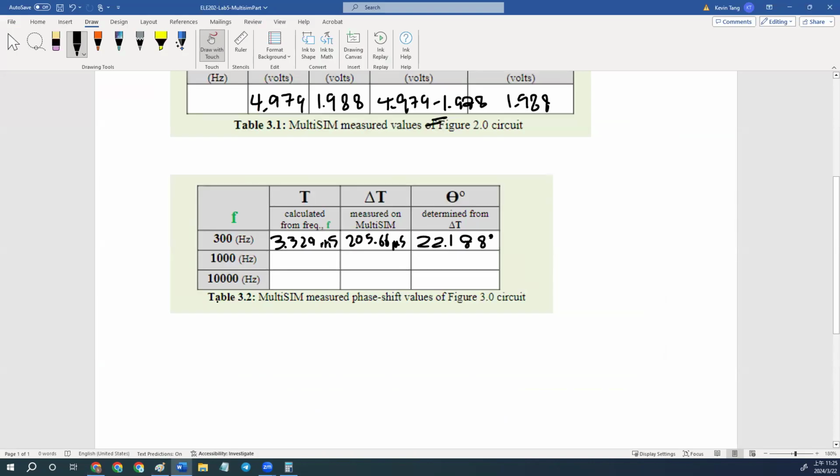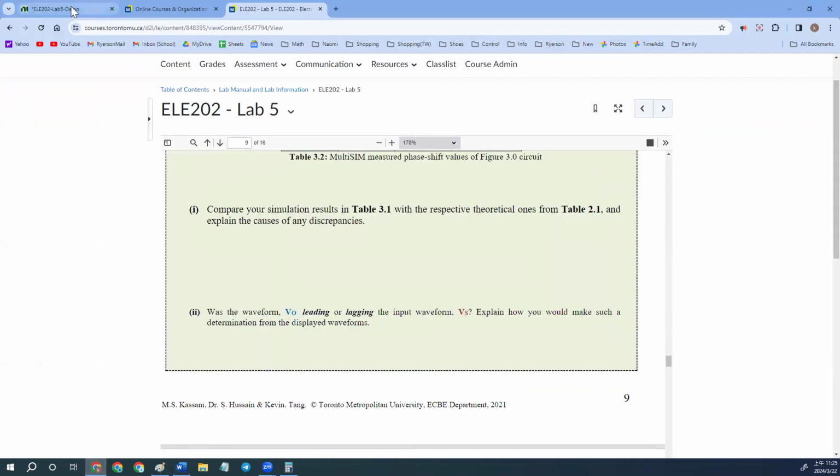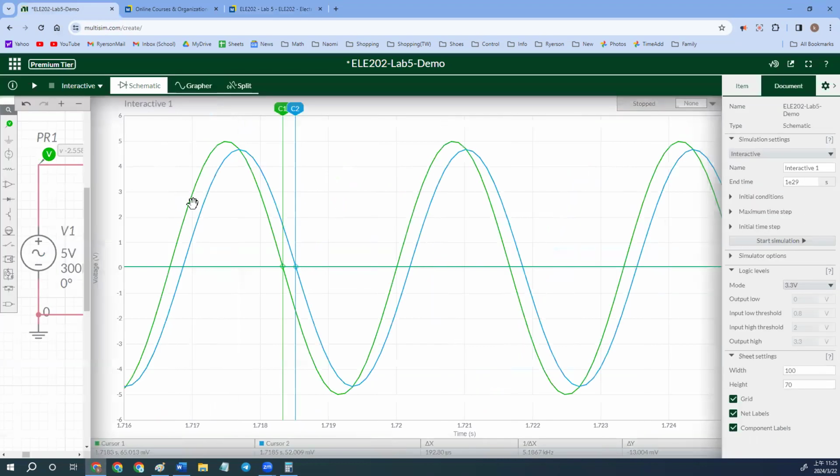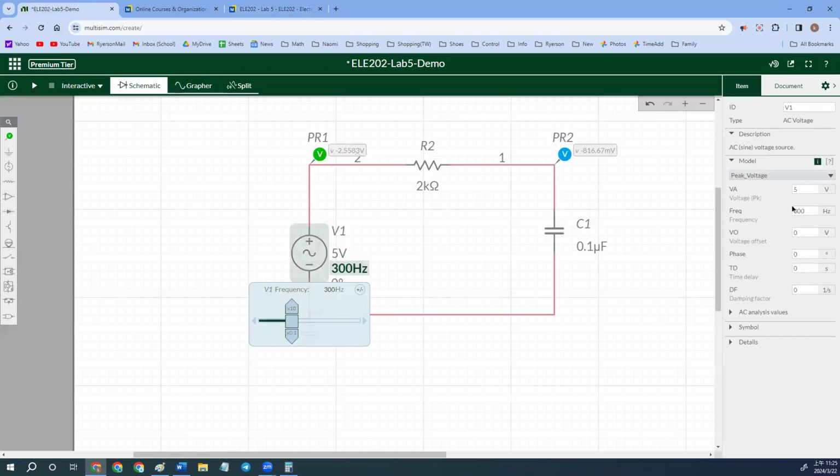Oh, by the way, there's a 1,000 and 10,000 hertz part. So all you have to do is just go back to your circuit and adjust your frequency to 1,000 and 10,000. And that's it.